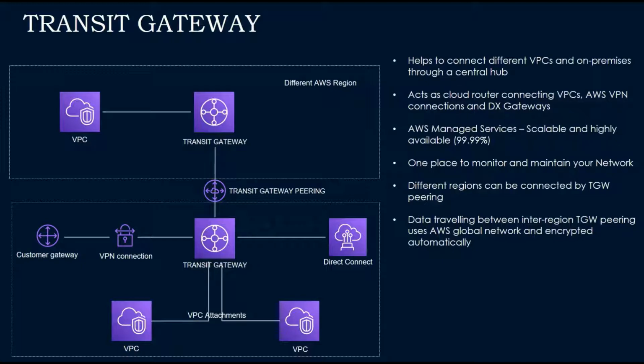If you have two Transit Gateways in two different regions, they can be connected using Transit Gateway peering. The data traveling between the Transit Gateway peering uses the AWS Global Network, so it is highly secure because it is encrypted automatically, rather than going over the public network.